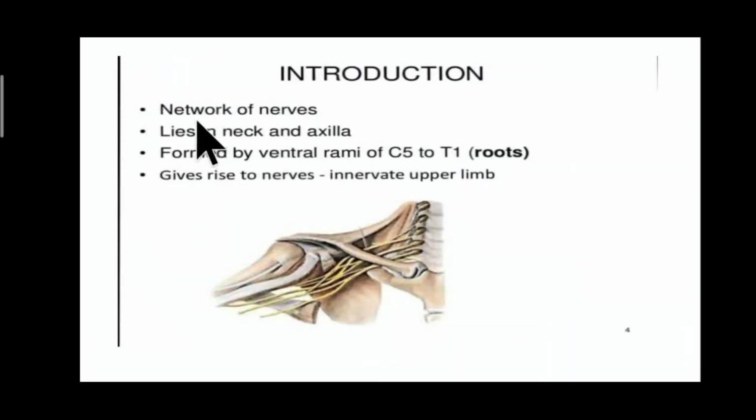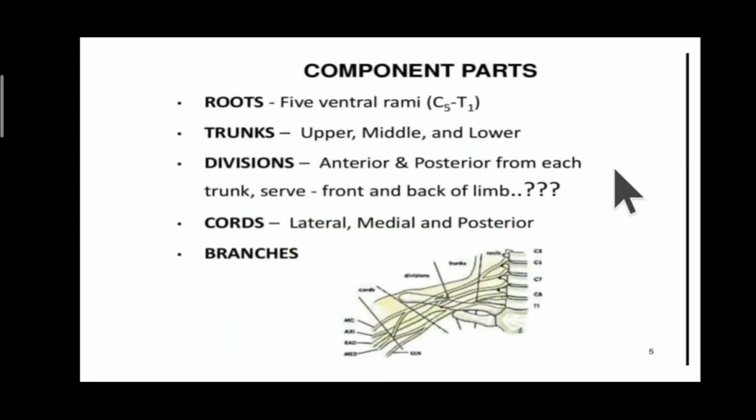So this brachial plexus is nothing but a network of nerves which lies in the neck and axilla, and it is formed by the ventral rami of C5, C6, C7, C8 and T1 roots, and it gives rise to the nerves which innervate the upper limb.